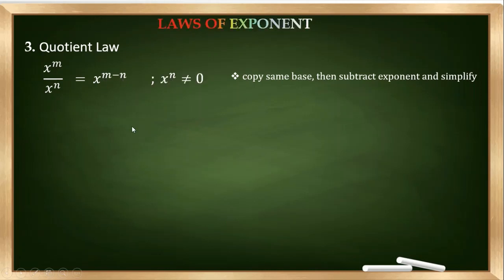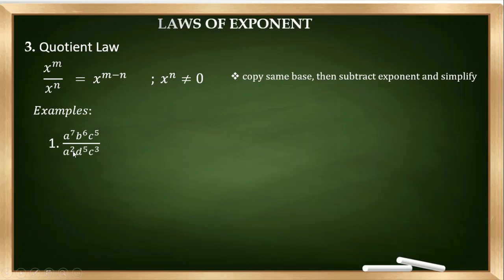For example, we have here a raised to the 7th power, b raised to the 6th power, c raised to the 5th power, all over a squared, d raised to the 5th power, and c raised to the 3rd power. So according to quotient law, subtract natin yung exponent ng parehong base.